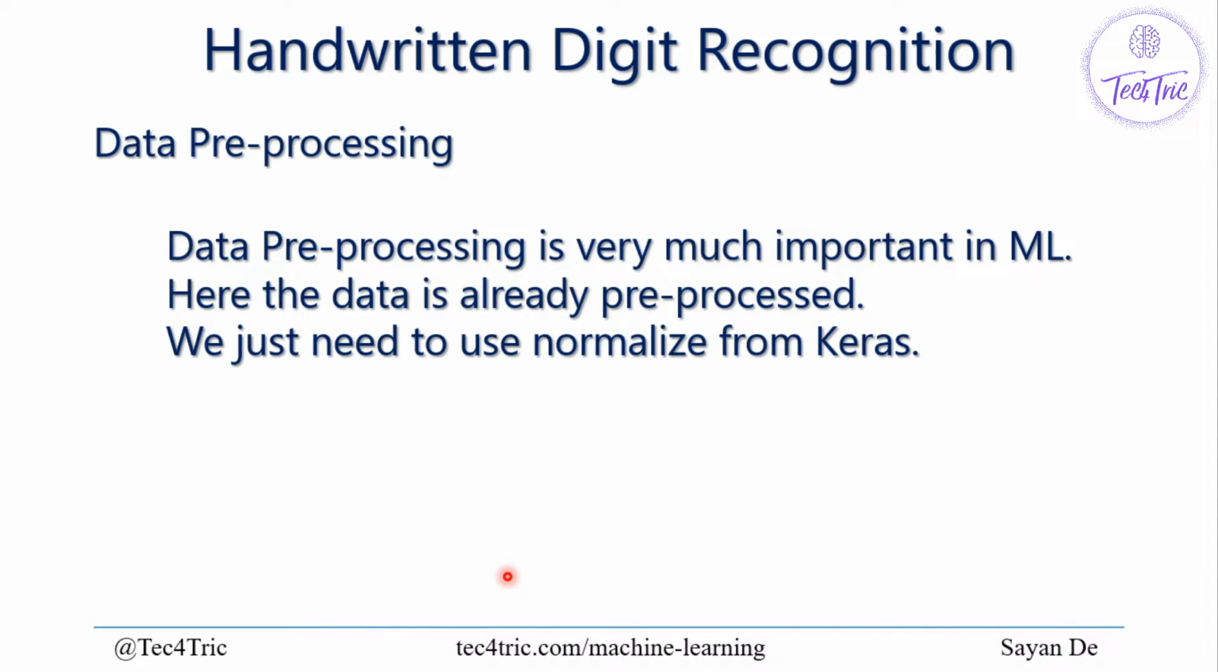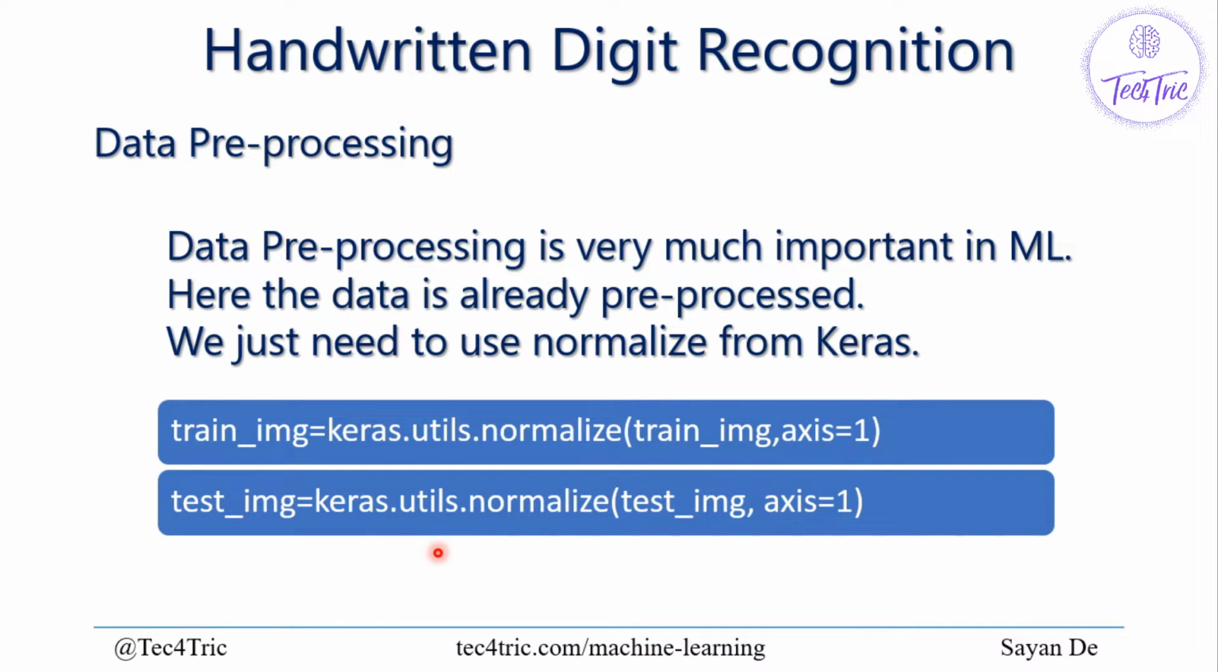Now it's time to pre-process the data. Data pre-processing is very much important in machine learning. Here the data is already pre-processed. The image values lie between 0 to 255. We just need to normalize them, and it will normalize the data from 0 to 1. Using these two simple lines, we will be able to normalize our training and test images.